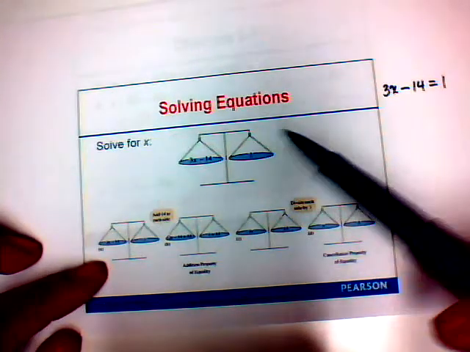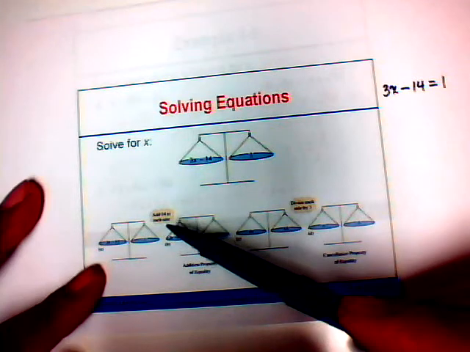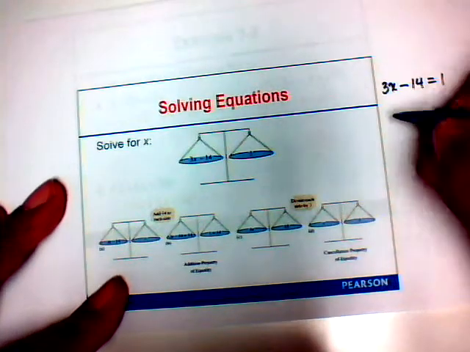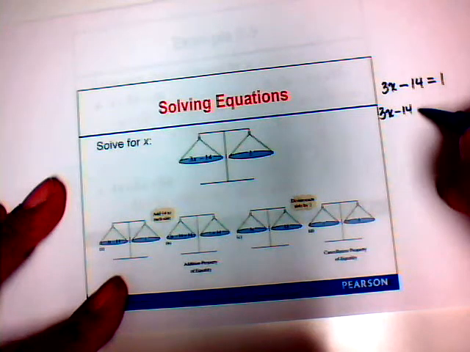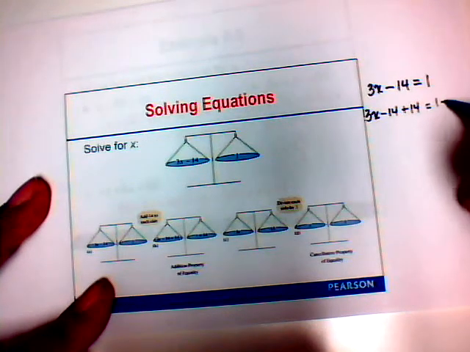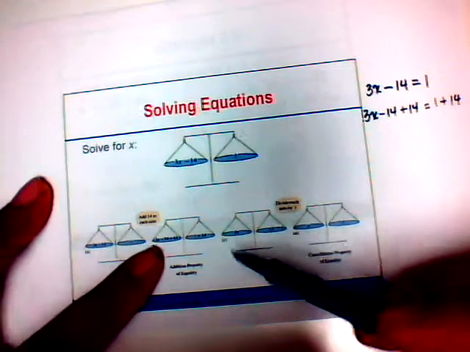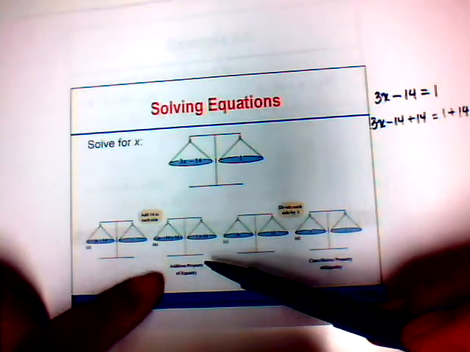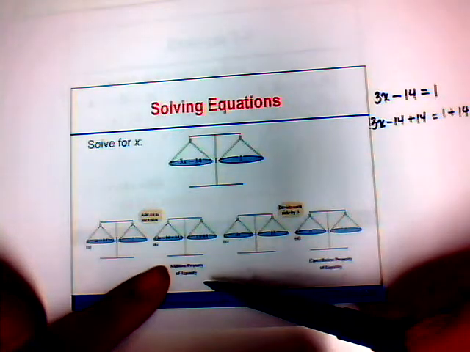Well, one suggestion is to add 14 on each side of the equation. In this case, if I'm subtracting 14, the opposite would be adding 14. But if I add 14 on the left side, I must add 14 on the right side. So what I do on one side of the scale, I have to do the same thing on the other side of the scale. That's where we use the addition property of equality here.